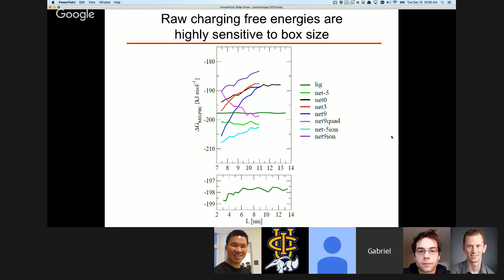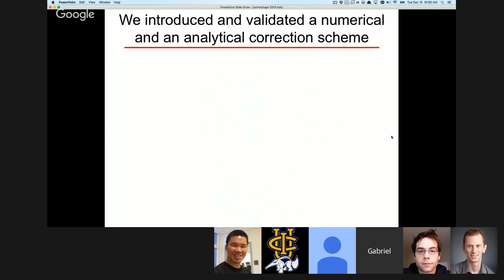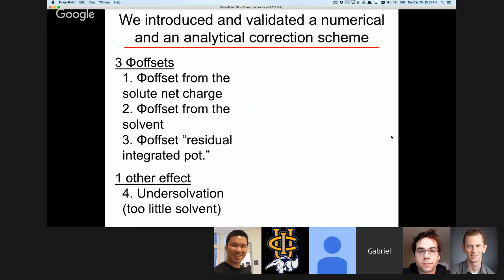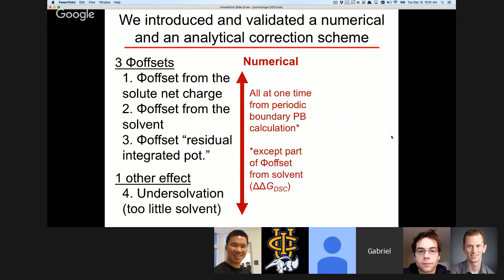So now we wanted to use this understanding to correct these different free energies and figure out what the free energy would be for each different system in an infinite non-periodic box. So we designed two different correction schemes to correct for these effects, and we called one the numerical correction scheme and the other the analytical correction scheme. On the earlier slide, I described these four different things that affect the charging free energy, the three offsetting potentials, and the undersolvation. And in the numerical scheme, all four of these different terms are basically calculated together. And the idea behind the numerical scheme is very simple.